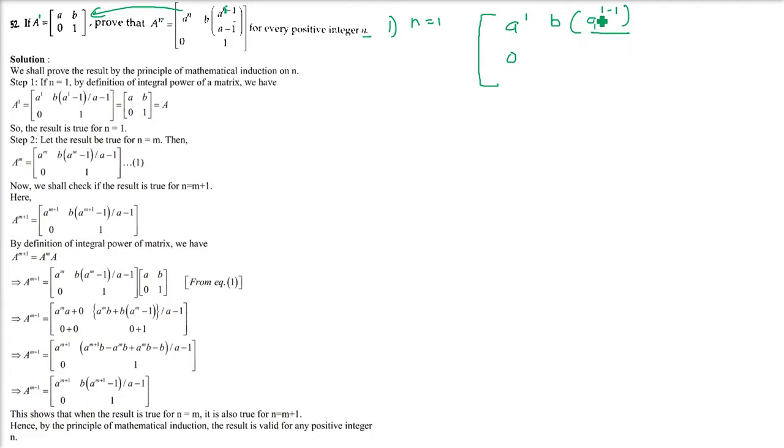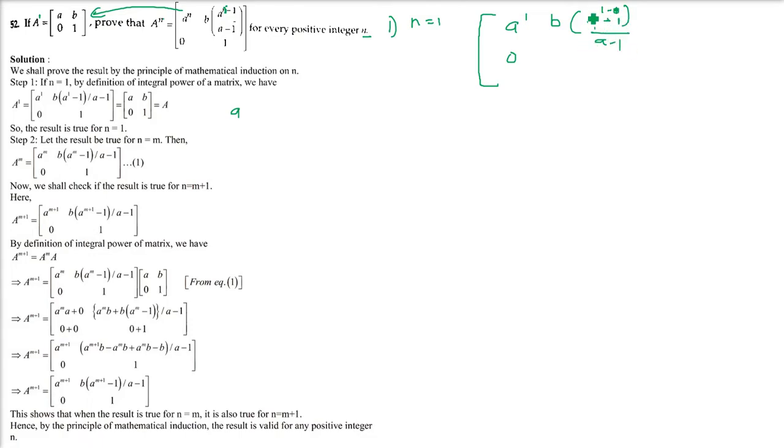I'll just take care of what exactly is given, and then I'll show you that it is a raised to the power 1 minus 1, and since a raised to the power 1 is a, a minus 1 divided by a minus 1 gets cancelled. You are going to essentially get b. So [[a, b],[0, 1]]. This is what you get, right?